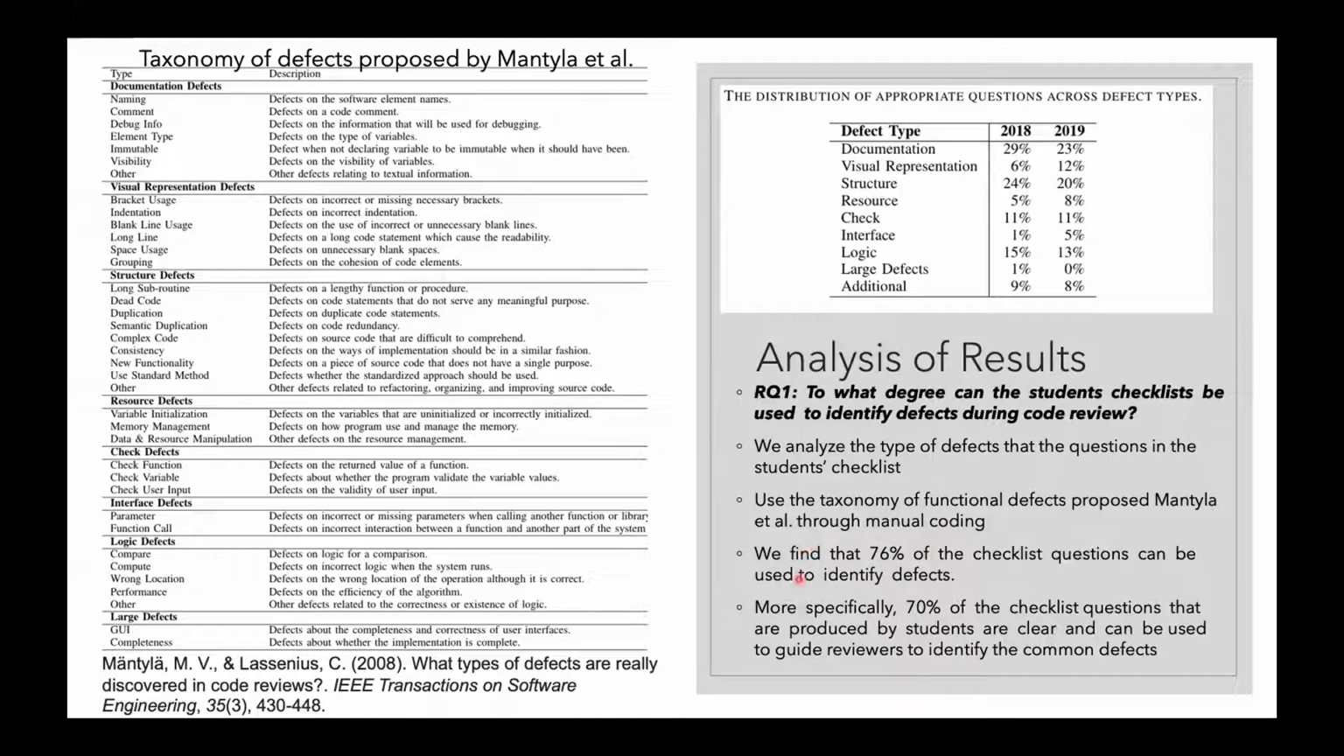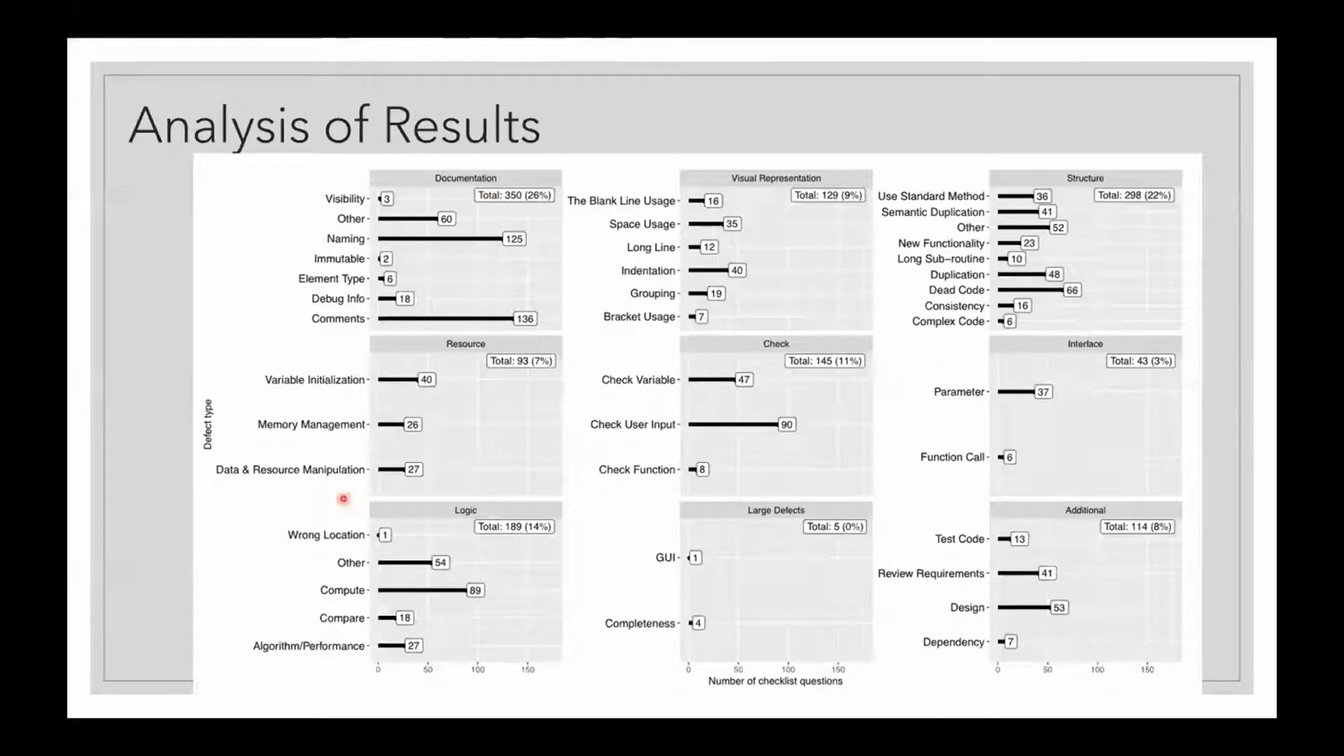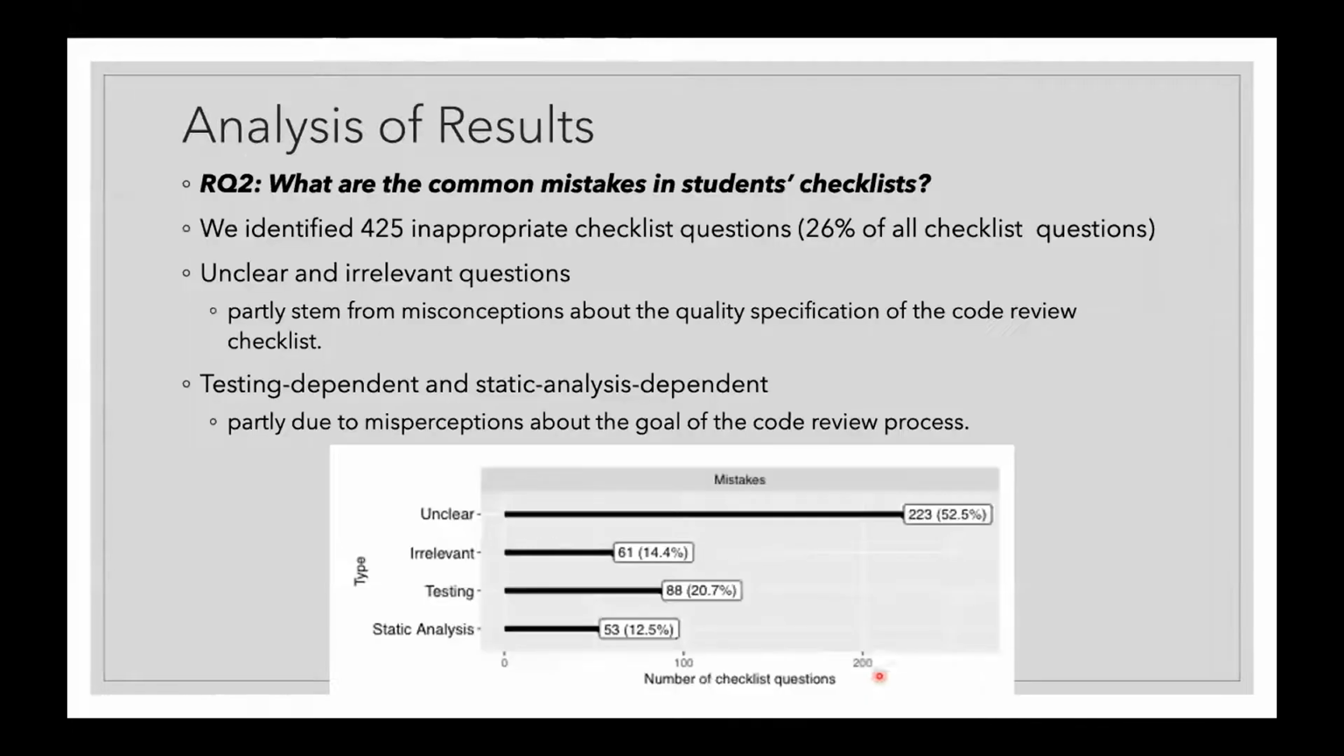As a result, we found that 76% of the checklist questions can indeed be used to identify defects. More specifically, 70% of the checklist questions produced by the students are very clear and can be used to guide reviewers to identify the common defects. This is a breakdown of the results. You can see that most of the students focus more on obvious defects, such as structural defects and also documentation defects, not much on the logic defects.